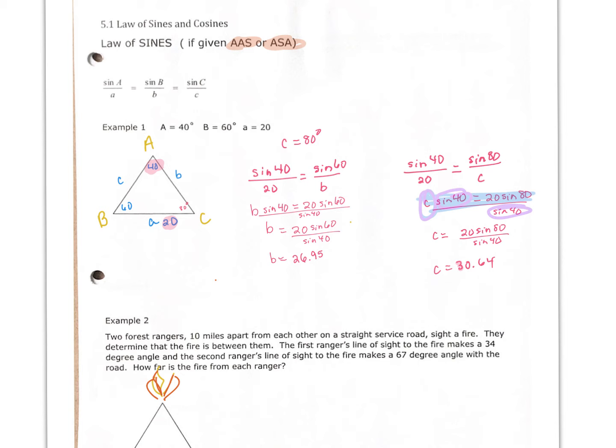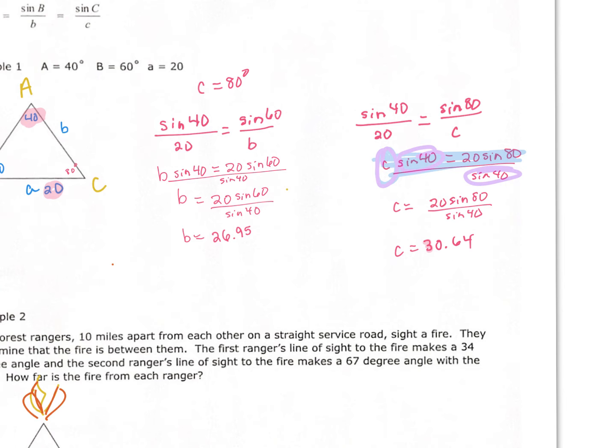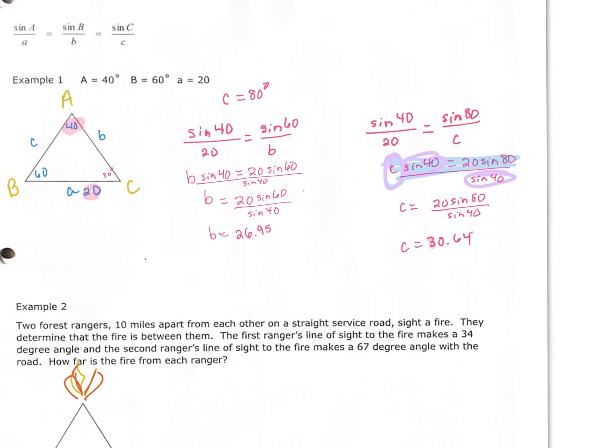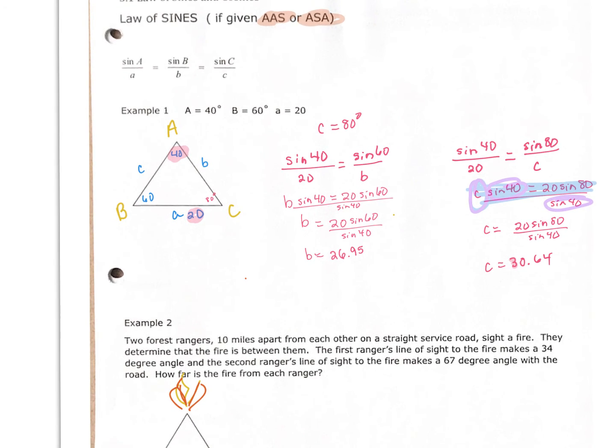Can you just do a squared, b squared, c squared on one of them? But we don't have a right triangle, so no, we can't do that. Yeah, good question. I'm glad you asked that. If we had a right triangle, we could use the Pythagorean theorem, but this is not a right triangle, so we cannot use the Pythagorean theorem.